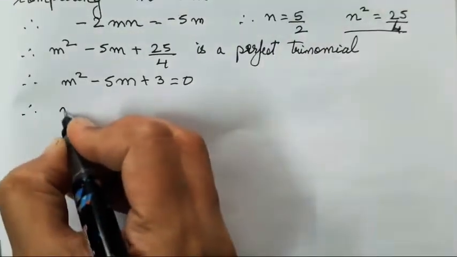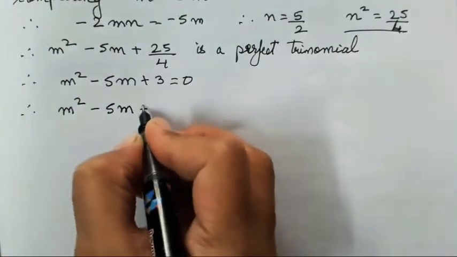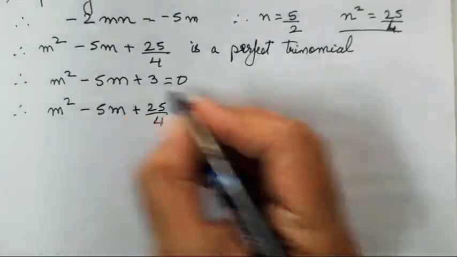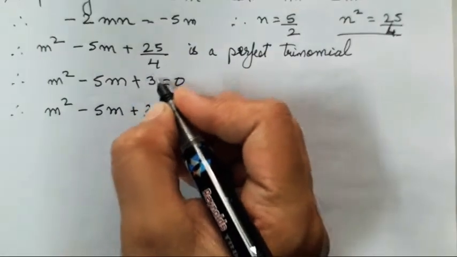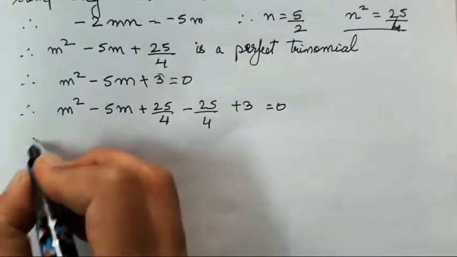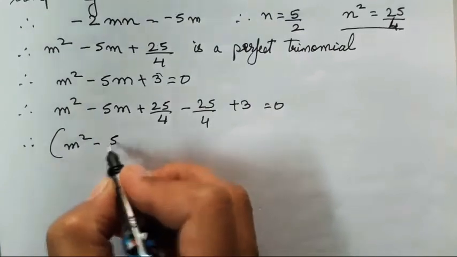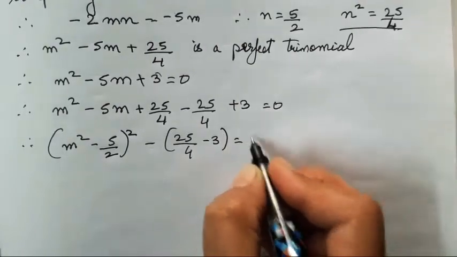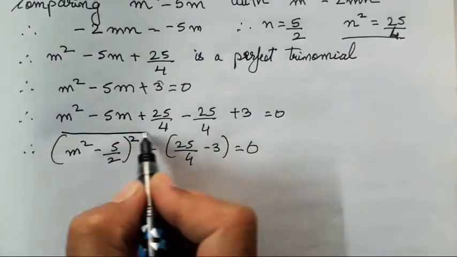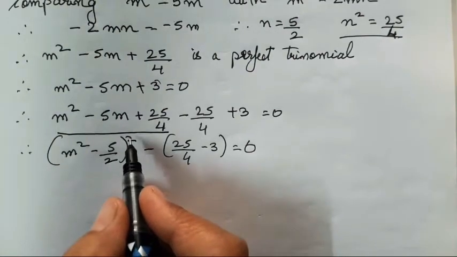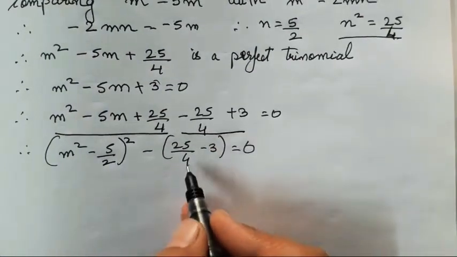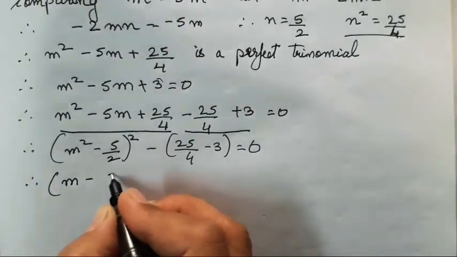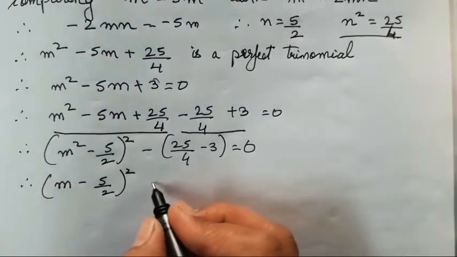So this will be m square minus 5m plus 25 upon 4 minus 25 upon 4 plus 3. So this part and this part you all have to use. Okay. Therefore, (m minus 5 upon 2) whole square minus 25 upon 4 plus 3 is equal to 0. Separately we have taken this. I have used this to get the first bracket in the form of square, and this I have used in the second bracket. Now from here onwards we have to write this in this way only.